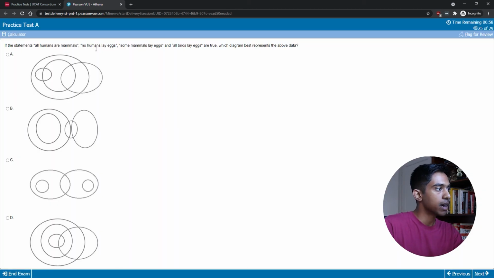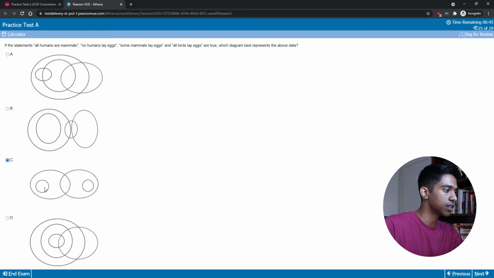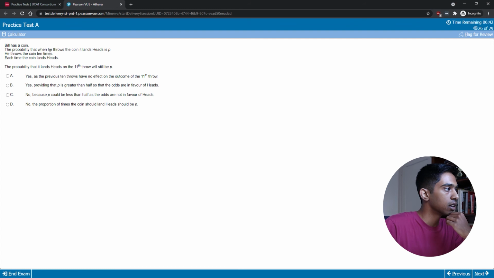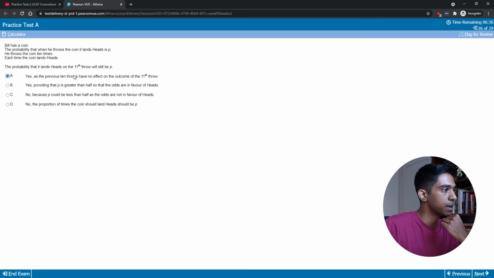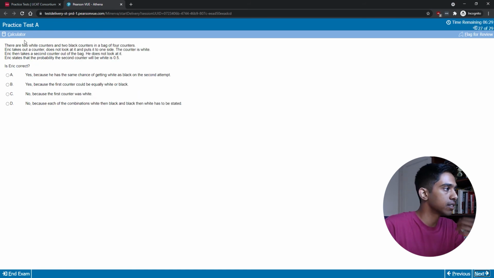The statement, all humans are mammals, no humans lay eggs, some mammals lay eggs. True. Okay, so all humans are mammals is going to be a circle inside a big circle. No human lays eggs, some mammals lay eggs. So that would be this one because this would be humans, mammals, eggs, birds. Bill has a coin. Probability that when he throws it, it's P, he lands 10 times. Still be P, yes. This is the first one because the previous 10 have no effect.